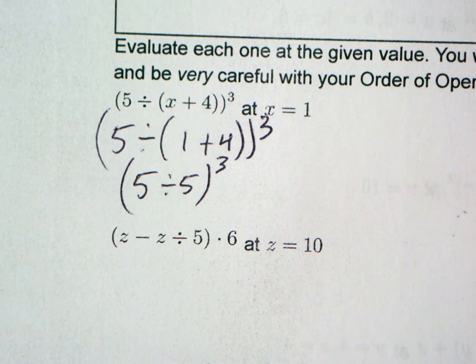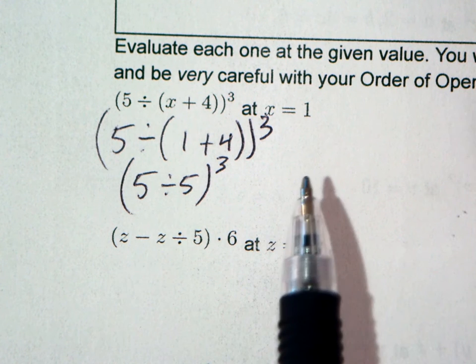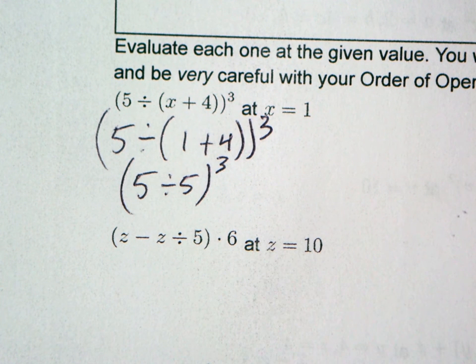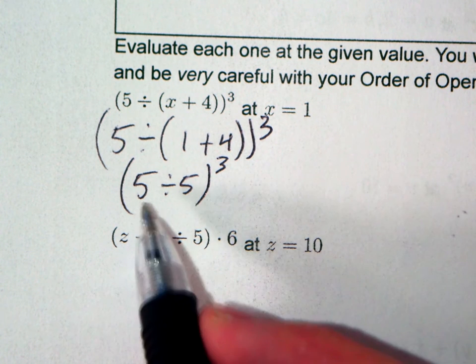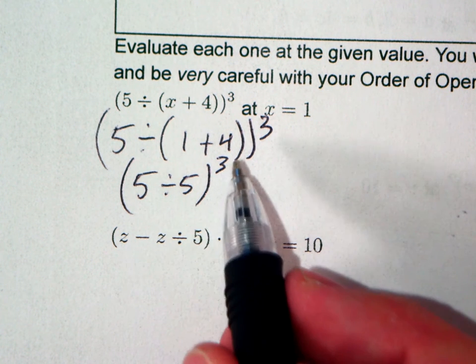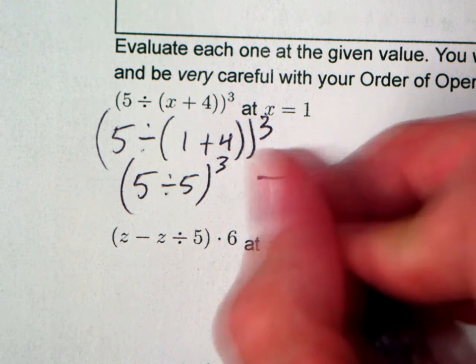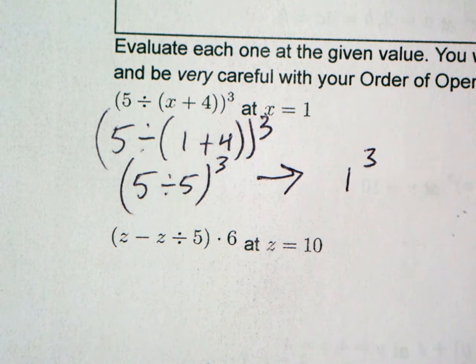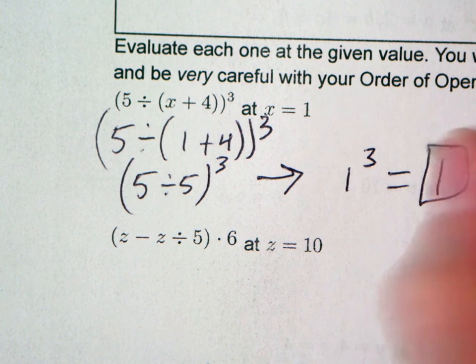The mistake that a lot of people make is they want to do the exponent earlier than they should. Remember that all of the parentheses have to be resolved before we do the exponent. So in fact, we take 5 divided by 5 before we cube anything. And this gives us 1 cubed. And that means 1 times 1 times 1, which is still just a positive 1.